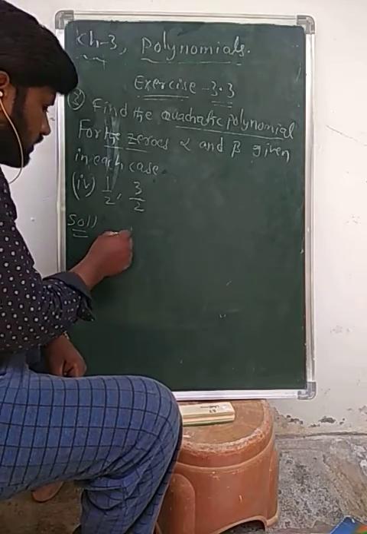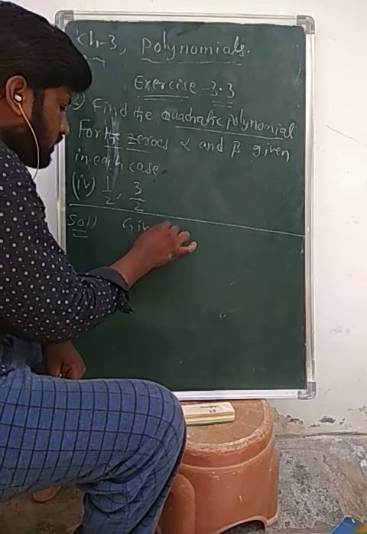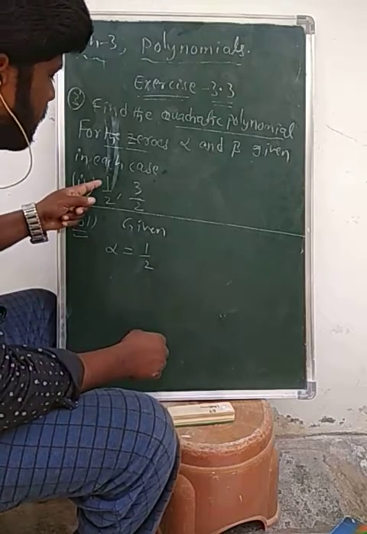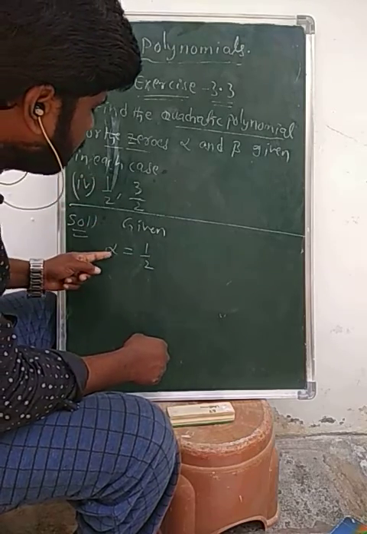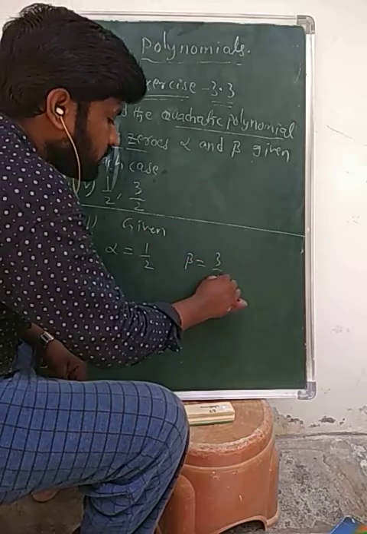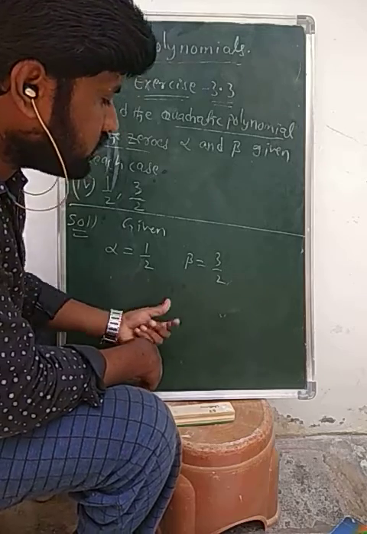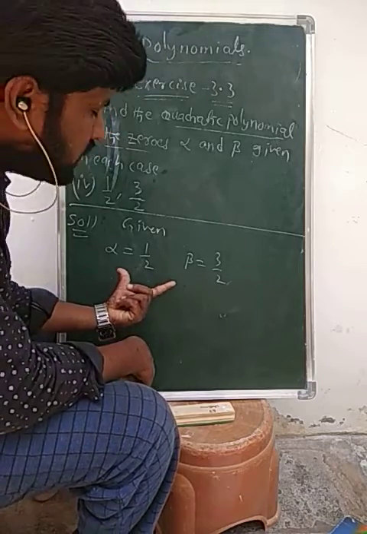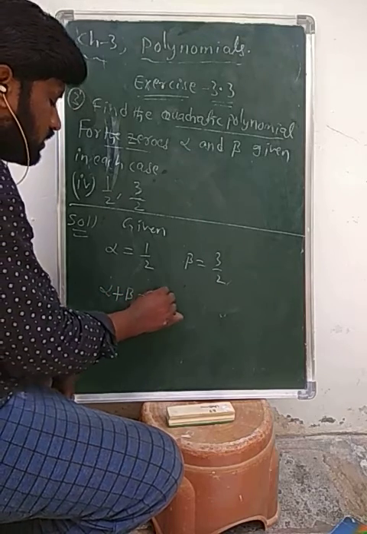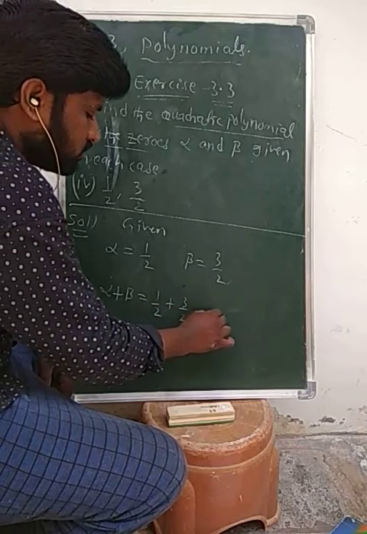First of all, given zeros, alpha is equal to 1 by 2 and beta is equal to 3 by 2. These two are zeros, alpha and beta. Now sum of zeros, add these two, that is alpha plus beta. Alpha means 1 by 2 plus beta means 3 by 2.